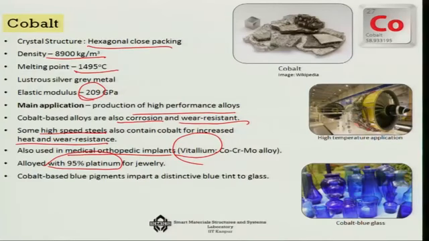Interestingly, it is also having some uses with ceramics and glasses to give a distinctive blue tint. In cobalt glass, cobalt is also used. So, basically, it has high temperature anti-corrosive applications.